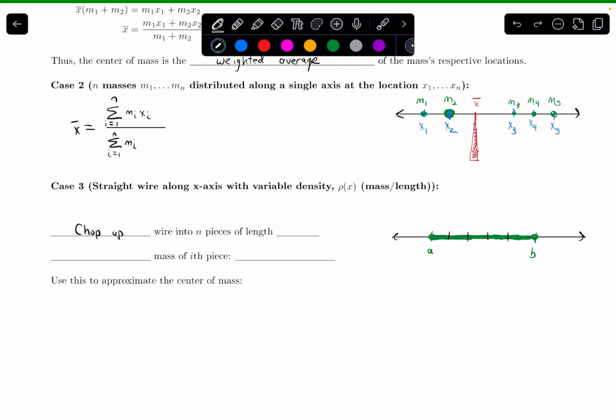And I'm going to call the length of each one of these pieces delta x. So all these pieces have length delta x. And then I can approximate the mass of each of the pieces. Let me focus on this piece for the purposes of a drawing. I'm going to call that piece number i, and its mass I will call mi, and I'm going to try to approximate it. To approximate it, I will take some test value on this interval. So maybe I'll take this point and call that x coordinate xi.